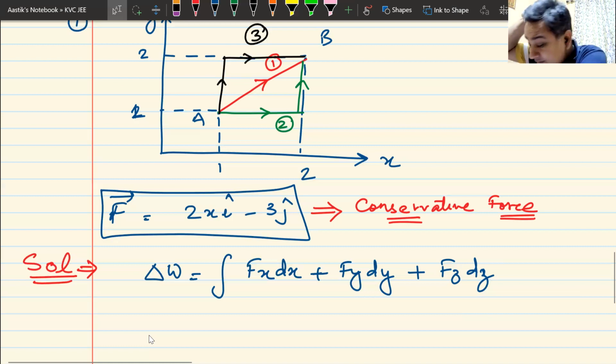Then I have minus 3, so I just put the integral of minus 3 dy. From where to where is y varying? As we can see, y also varies from 1 to 2. So I just put the limits from 1 to 2.